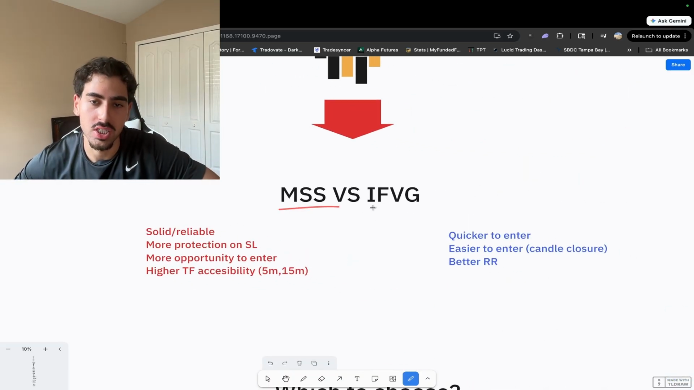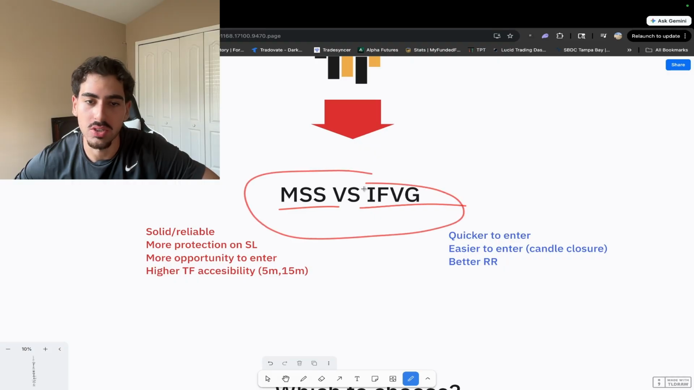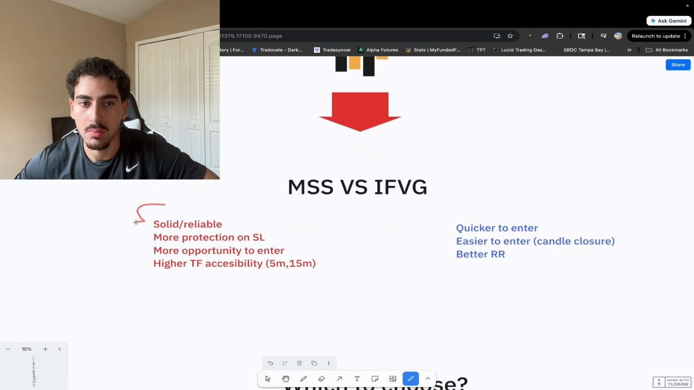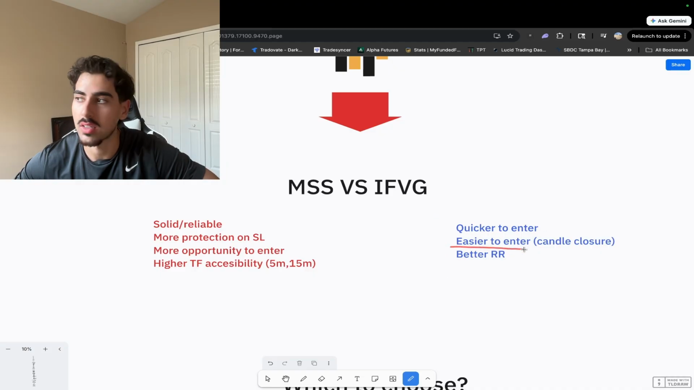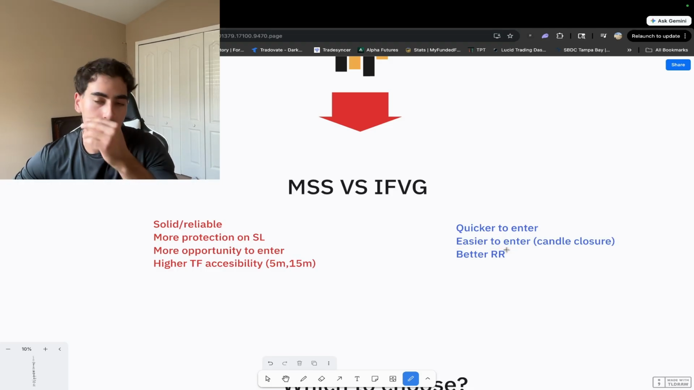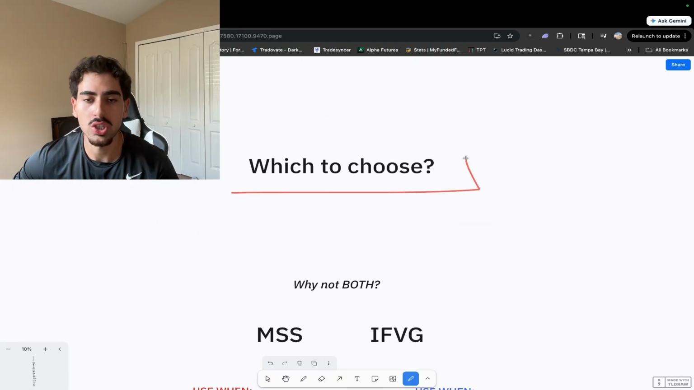So then, market structure shift versus IFVG. Which one is better? Which one should you choose? The market structure shift is more solid and reliable. You have a higher protection on your stop loss. You have more opportunity to enter, and you have higher time frame accessibility, since the 5-minute and the 15-minute show lots of order blocks and market structure shifts more often than they show inverse fair value gaps. The inverse fair value gap, on the other hand, is quicker to enter, it is easier to enter, and you have a better RR, right? Because you're entering earlier, meaning you have more potential to gain and less to lose if price reverses on you.